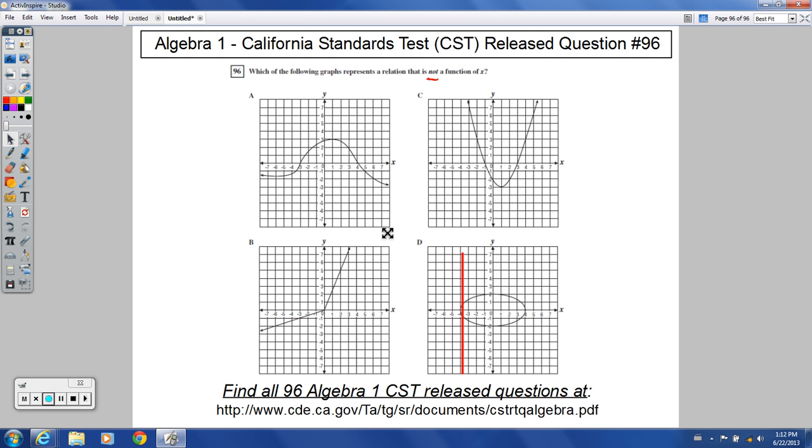So from here all the way to here, in between those 2 tangent points, you have it crossing the vertical line, crosses the graph of the relation twice, making it not a function. So choice D is the only one that's not a function of x. Choice D is the correct answer for the last one, number 96. Choice D.